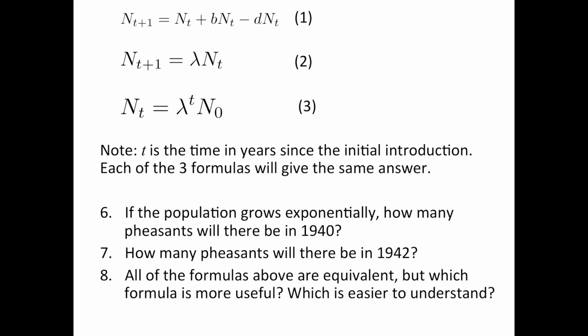So now the questions that we want to answer are, what if the population grows exponentially? How many pheasants will there be in 1940? How many pheasants will there be in 1942? And then I just want you to think about the formulas that I have above. All of the formulas above are exactly the same. Which one is more useful and which is easier to understand?